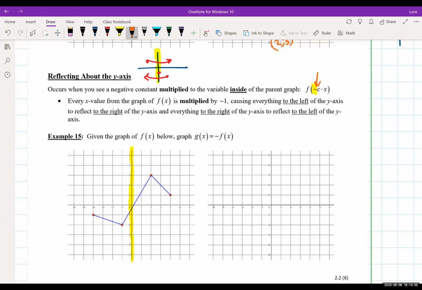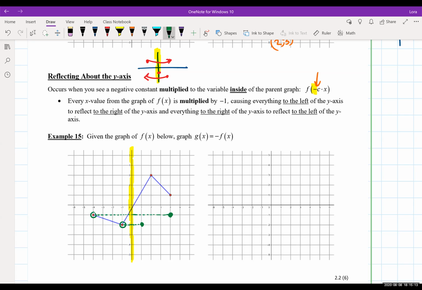And if we want to do this, we'll take each graph, or each point, I should say. And I have -4, -1. If I want to reflect it about the y-axis, I have to say, well, it's 4 units away from the y-axis. So I need to make it 4 units away on the other side. So that's the reflection. The next point over, I want to reflect it about the y-axis. It's only 1 unit away from the y-axis. So when I reflect it, it will be on the other side.